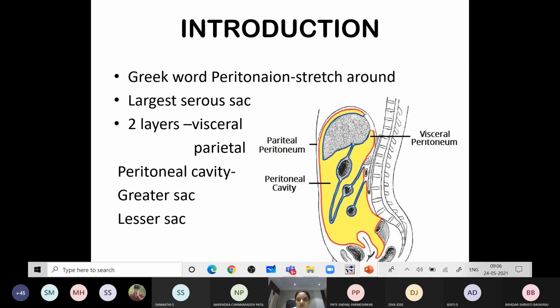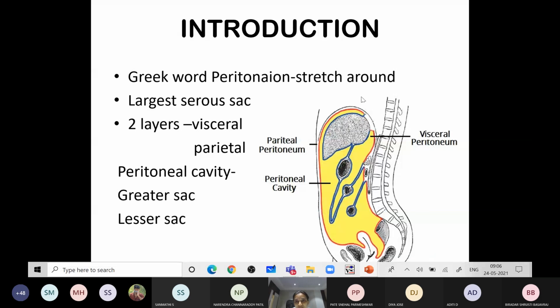Peritoneum is derived from the Greek word peritonean, which means stretch around. This peritoneum is the largest serous sac, which stretches over the different abdominal organs and the abdominal wall. It has two layers, visceral and parietal.